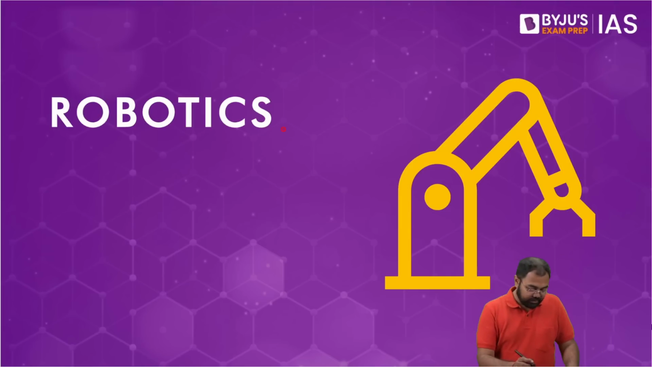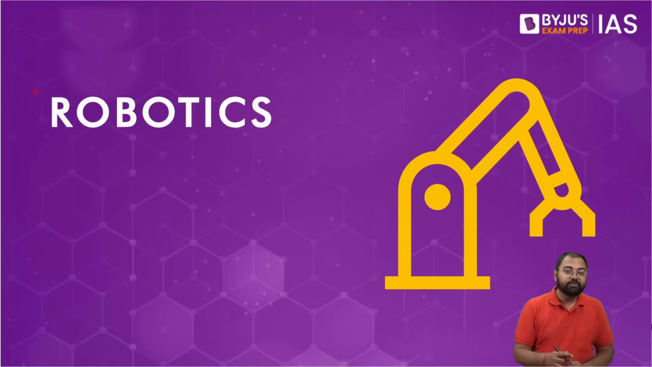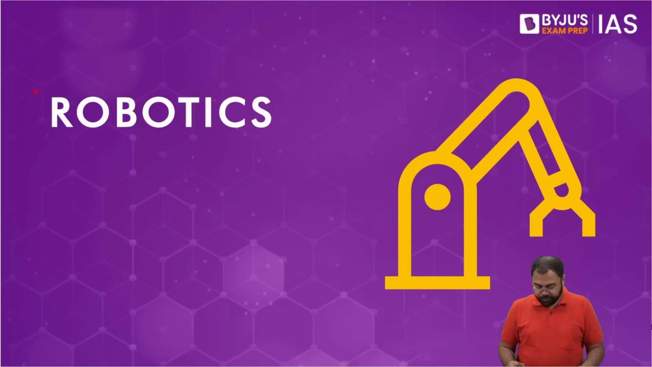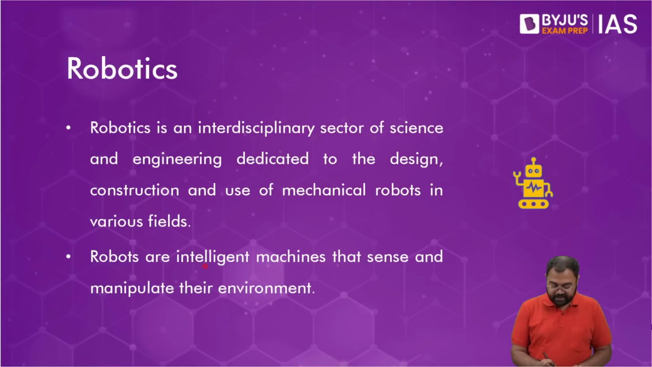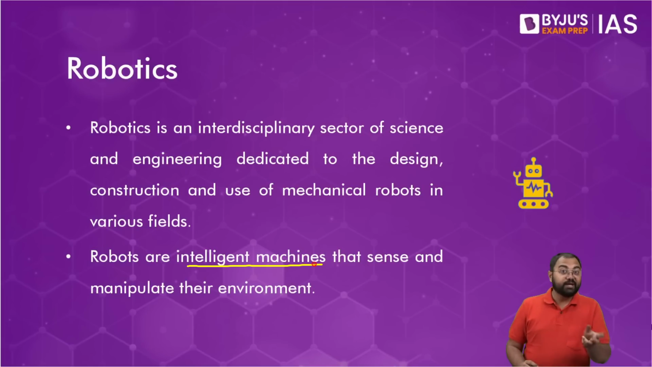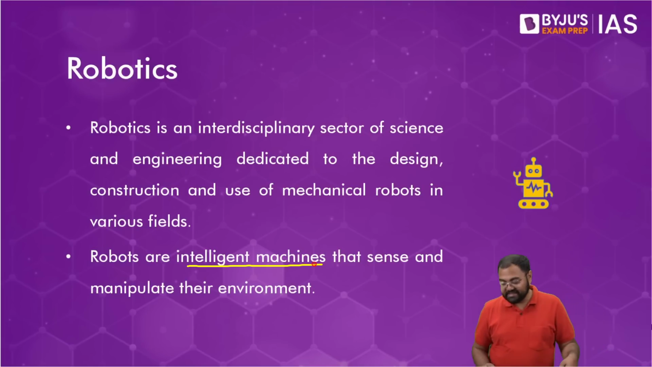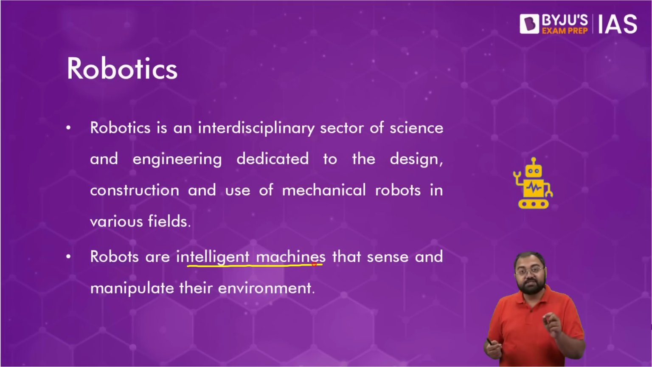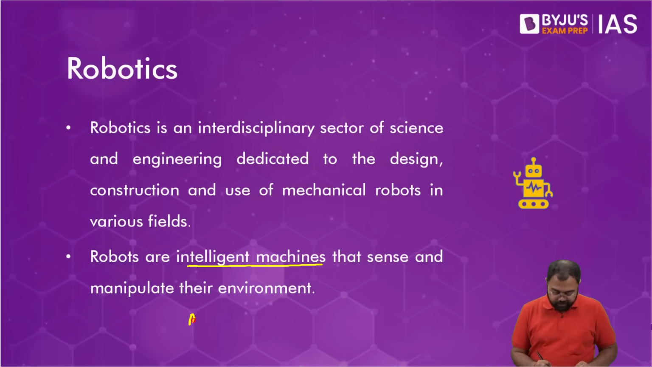So now coming to robotics. What do we mean by a robot, and what is robotics as a field? A robot is basically nothing but, you can say, an intelligent machine that can sense and manipulate the environment. When we say sense and manipulate the environment, the meaning is that they can gather information from their environment and take decisions based on that, which will result in some kind of mechanical work.